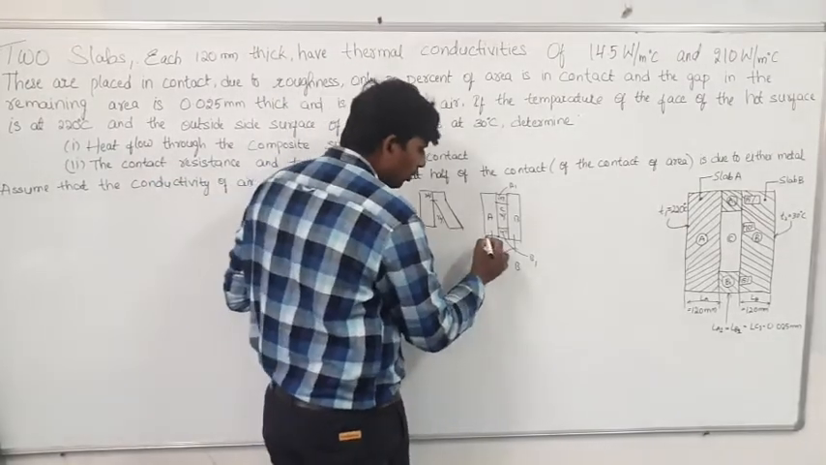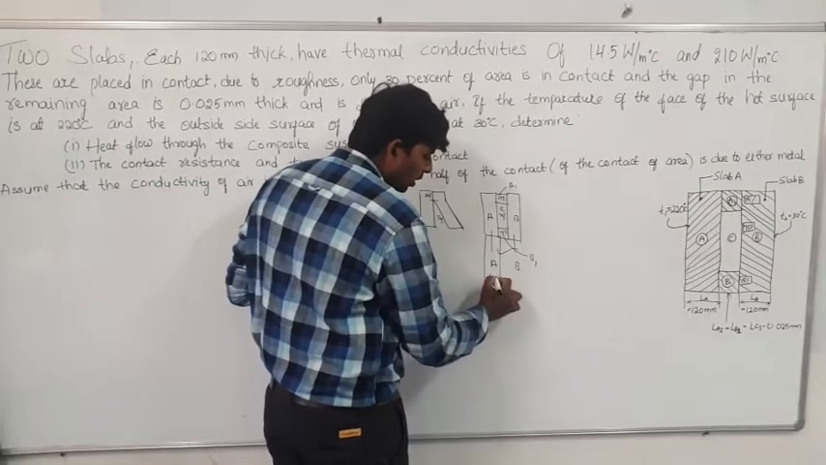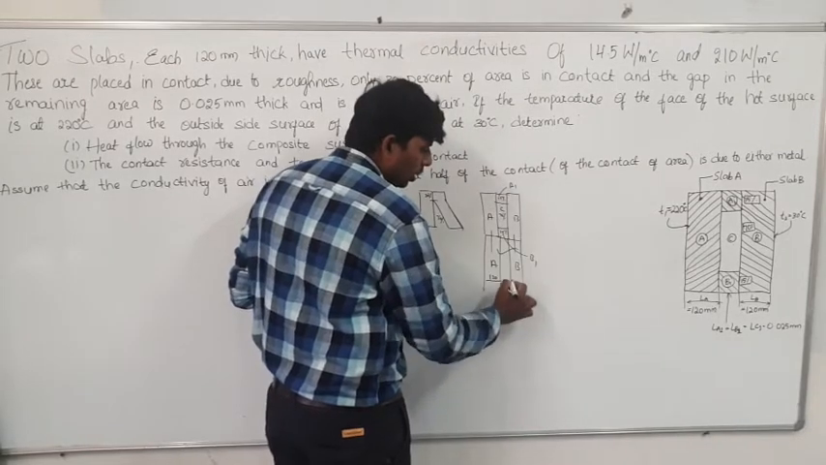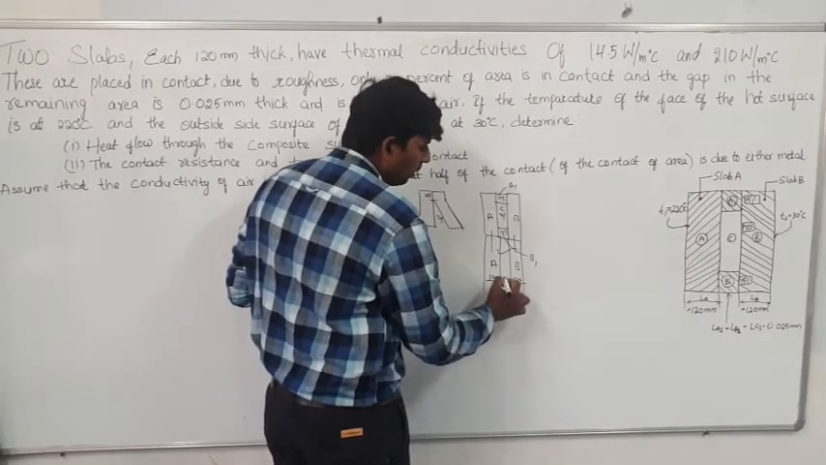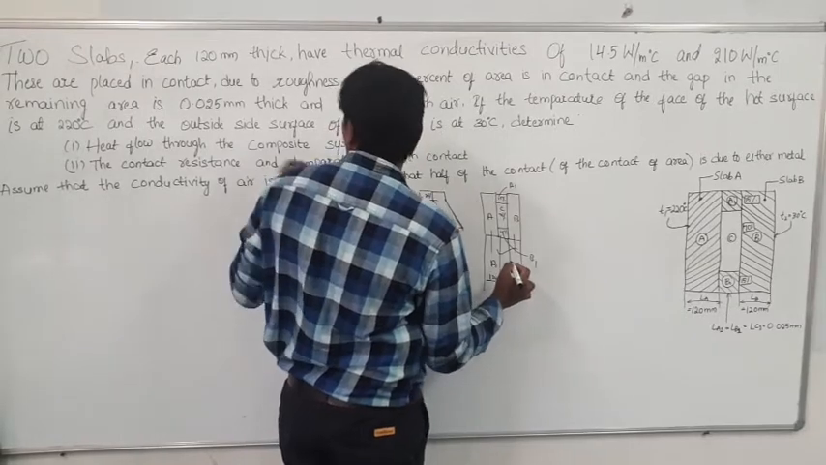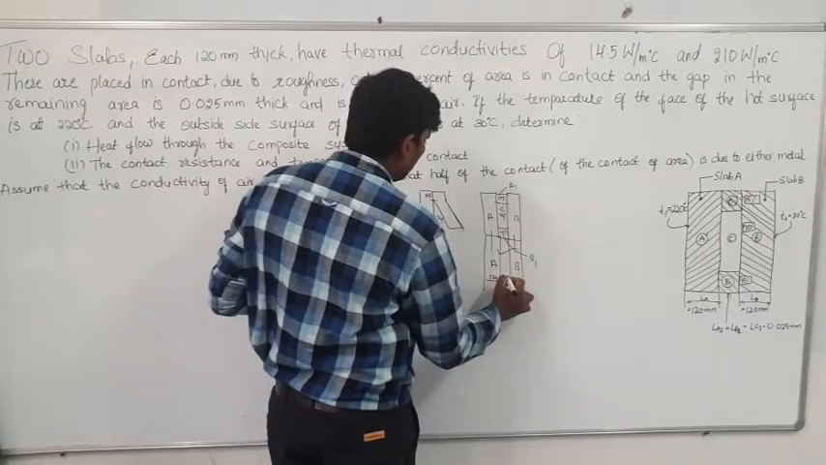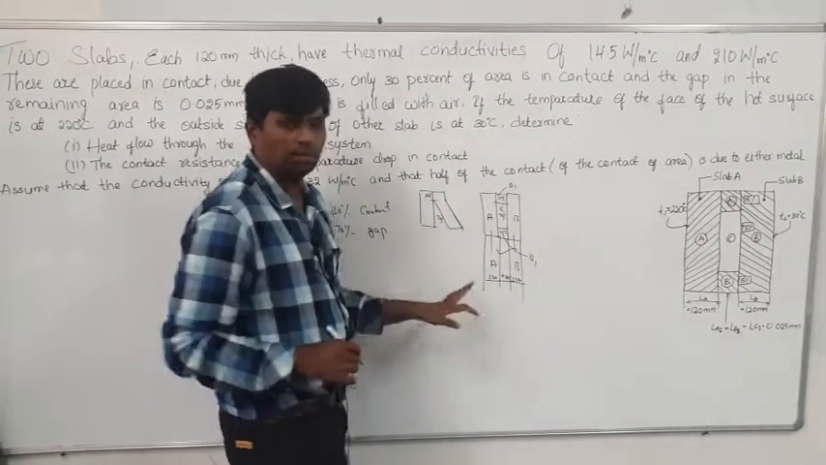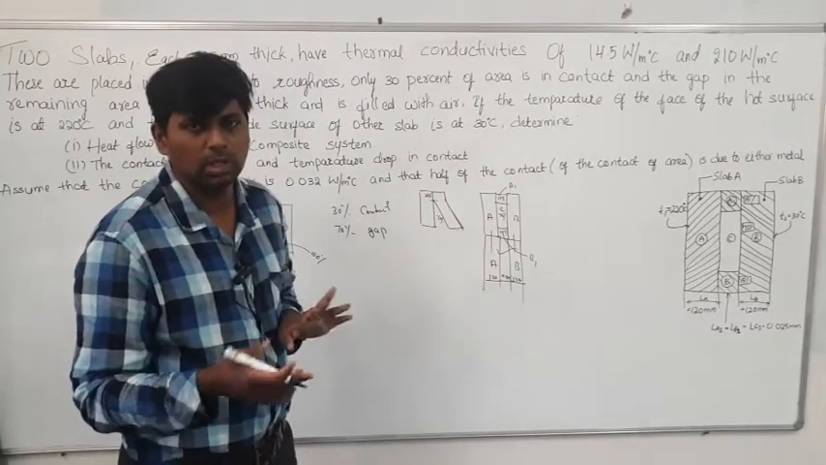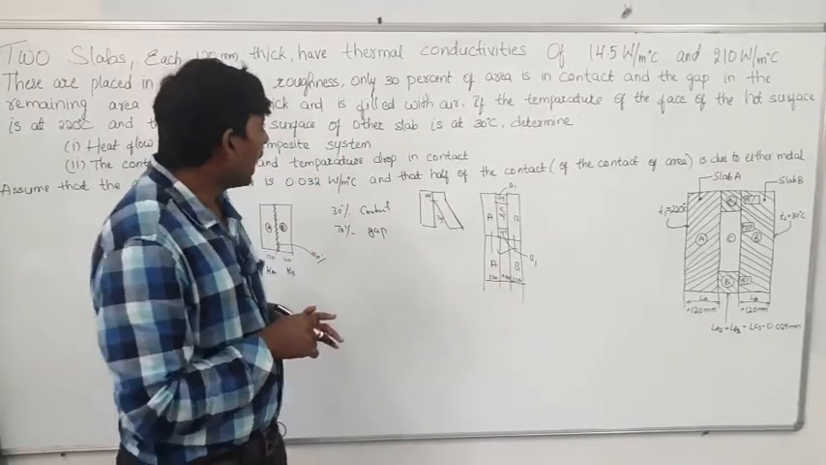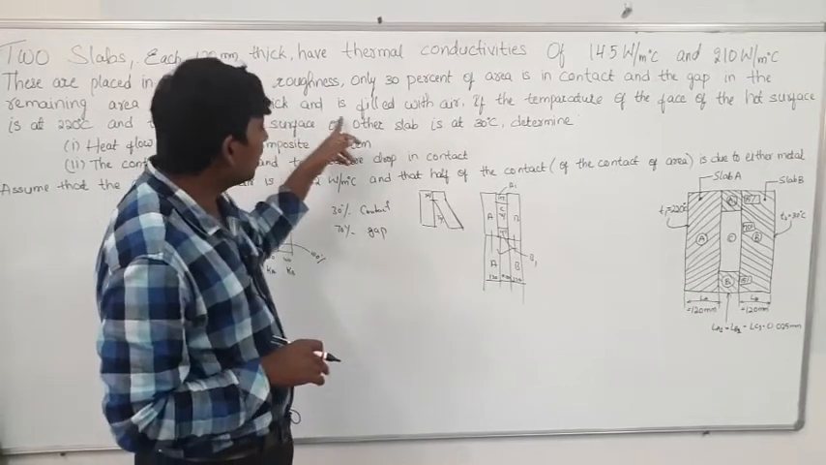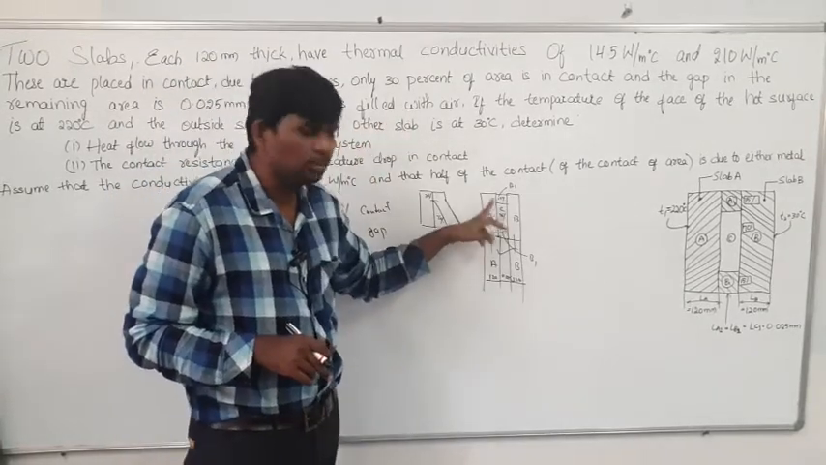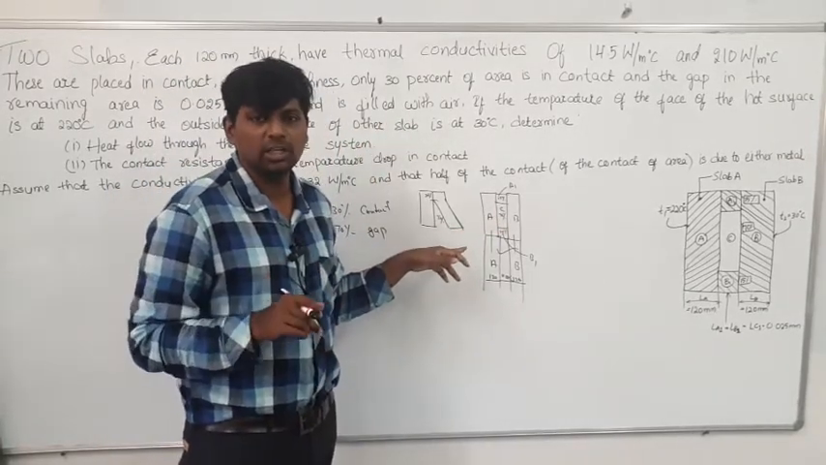In between these two, from here to here how much is it? 120. From here to here? 120. The remaining thickness is given as 0.025 mm. All are given in mm; later on you can convert it into meters. After that, what is given? Thickness, and it is filled with air. What is there in between? Air is there.